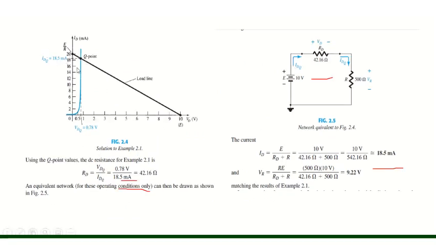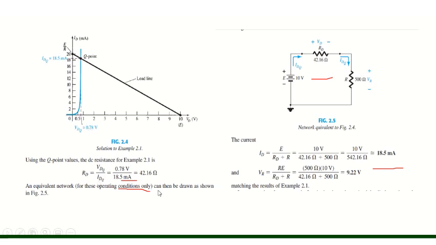Okay, so this is the complete figure where the E value is 10 volts on the horizontal axis, whereas on the vertical axis the value is 20. So we connected two points using a load line, and where this line intersects the characteristic curve, this is called a Q point, and the value here is 18.5 milliampere for the IDQ, and for the voltage the value is approximately 0.78 volts.